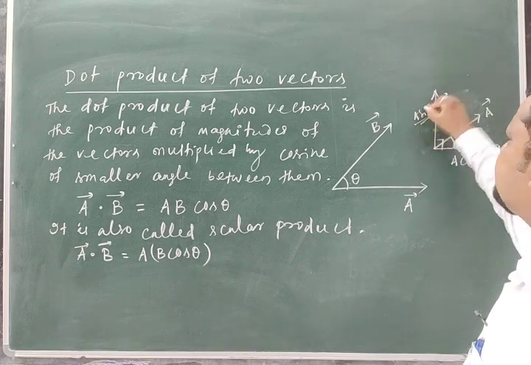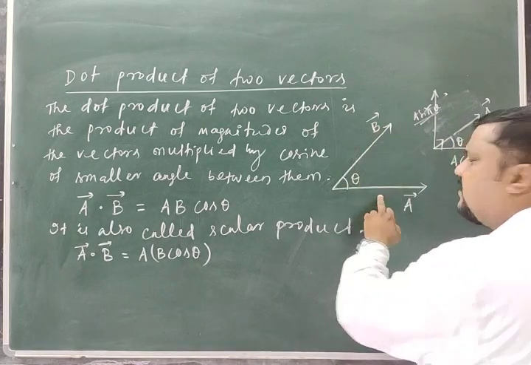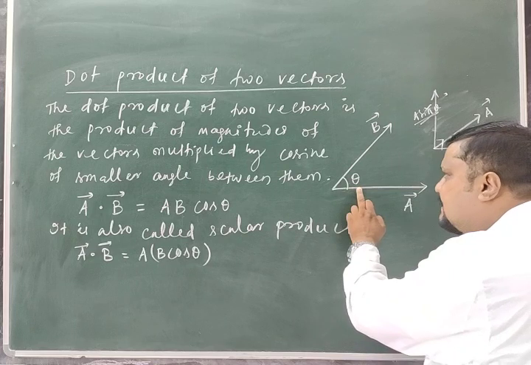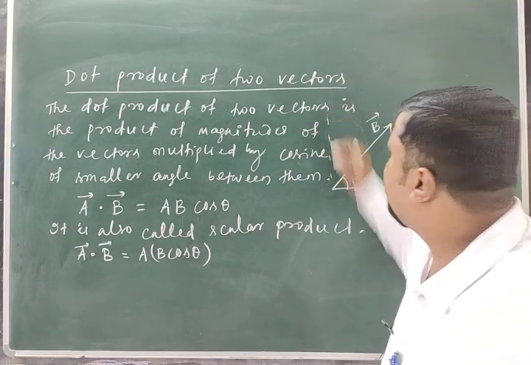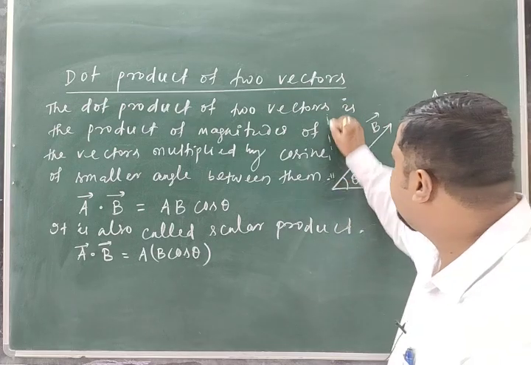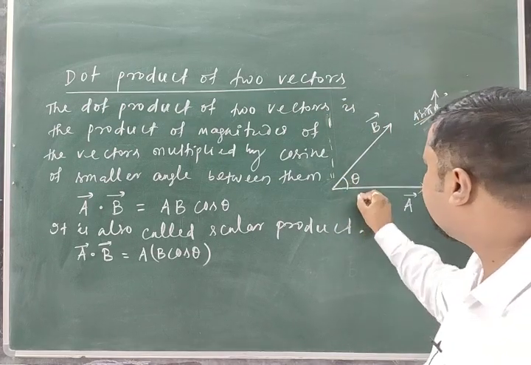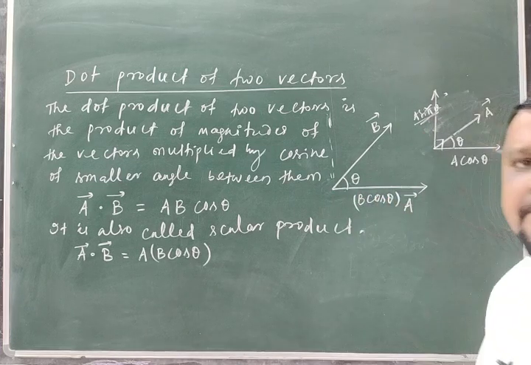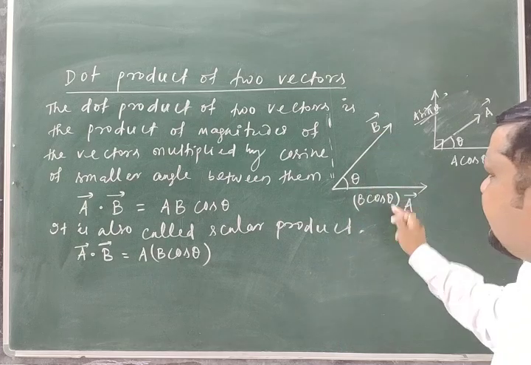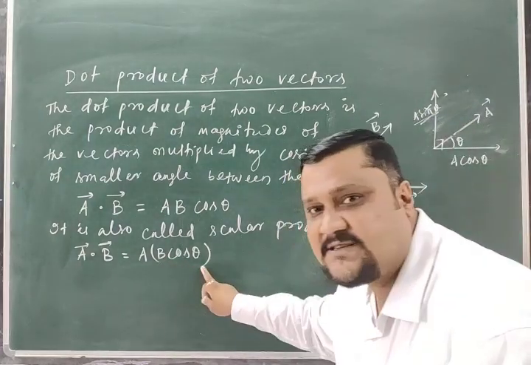Now I have a vector B. What is the component of B along this A? To this A there is a perpendicular. So if B is a vector, what is the component of B along this one? B cos theta. The component of B along this one is B cos theta. So what is this B cos theta? You can say.